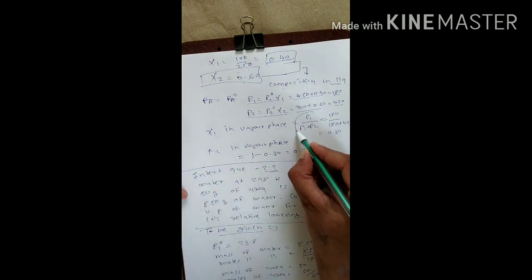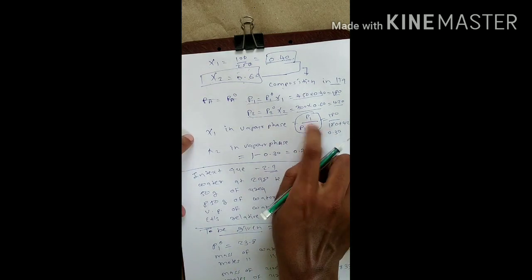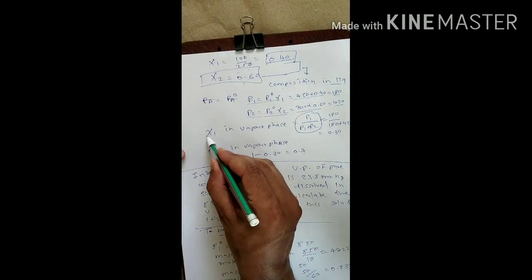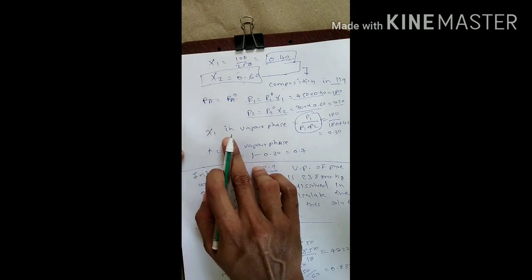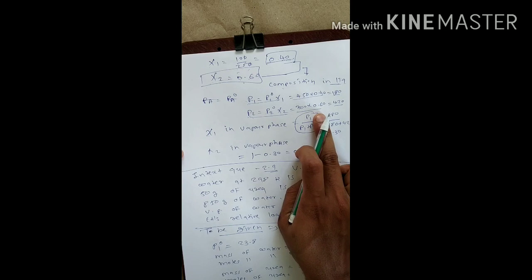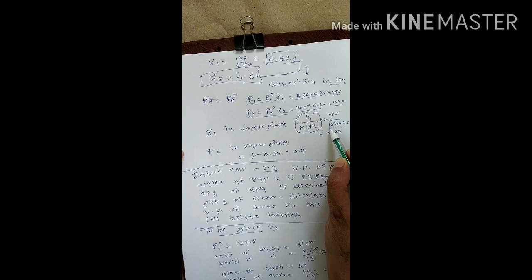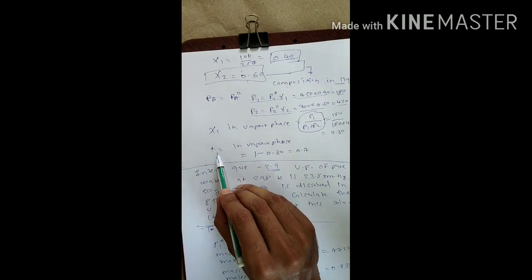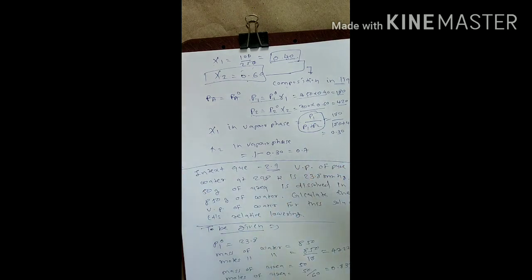Now this formula you don't have in theory. Okay, this formula is not in theory, it is given directly in examples. So y1, the mole fraction of solvent in vapor phase, is equal to P1 divided by P1 plus P2, which is equal to 180 divided by 180 plus 420, which is equal to 0.30. And y2 we want to find out. y2 is equal to what? 1 minus 0.30, that is 0.7.